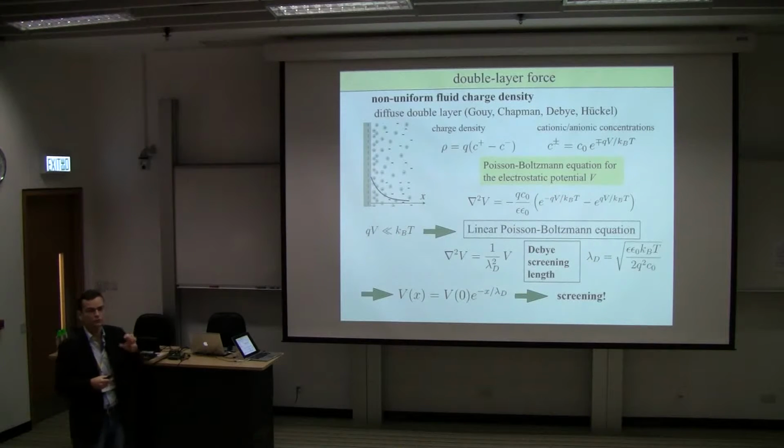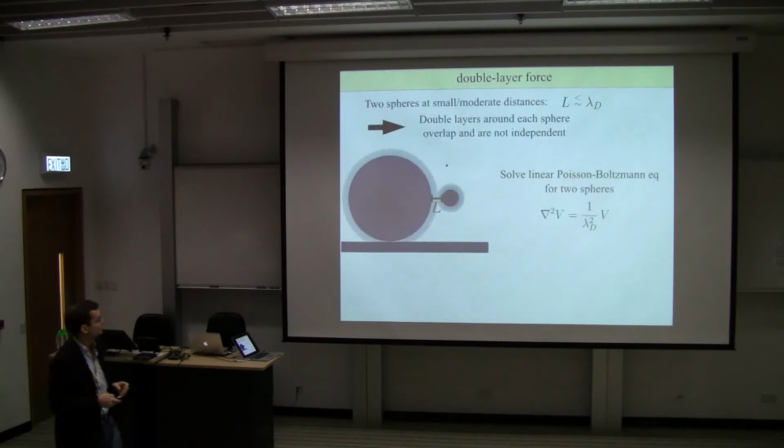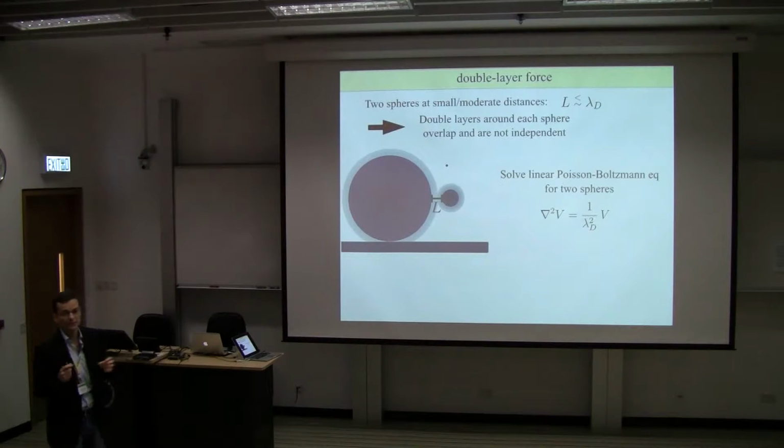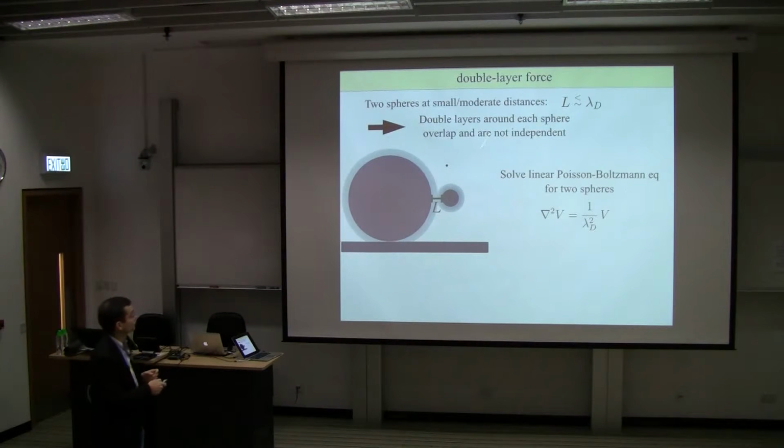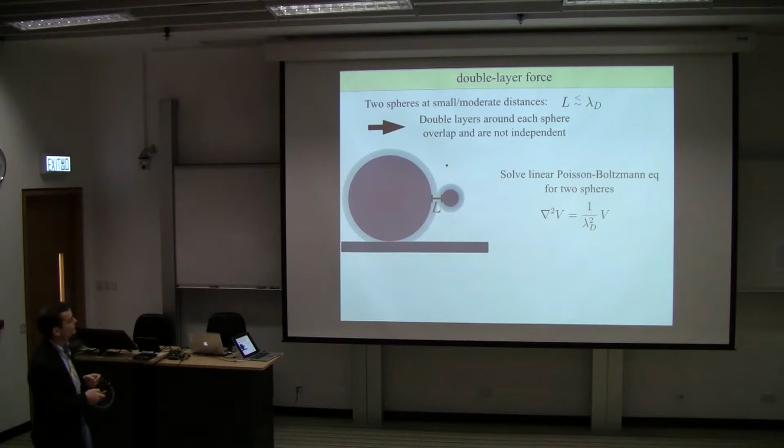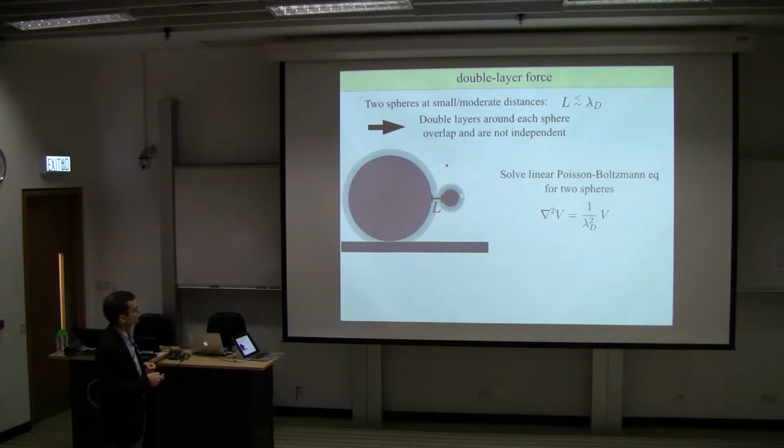But we can also write a solution for a sphere, for a single sphere. But in our case, we have two spheres, right? And then these double layers start to overlap if the distance between them is of the order of this thickness of the double layer, this is the Debye screening length. So the charge density here, the distribution here at that point, is going to depend not only on the presence of this sphere, but also on the presence of the other sphere, which means that I have to solve this linear Poisson-Boltzmann equation for two spheres, for the boundary condition of two spheres.